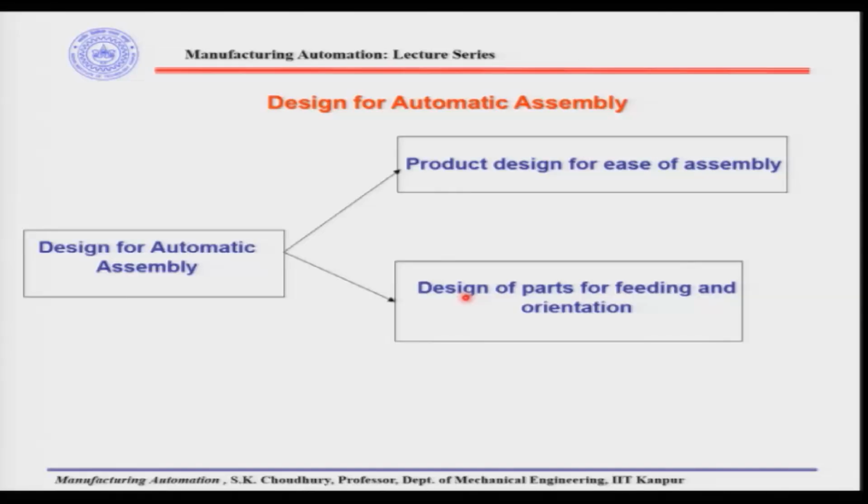there are certain changes in the design that can be made, so that the automatic assembly can be efficiently made, and a huge amount of spending can be saved by these designs. Let us see some of them. So, we said that the design for automatic assembly has two aspects. One is the product design for ease of assembly.